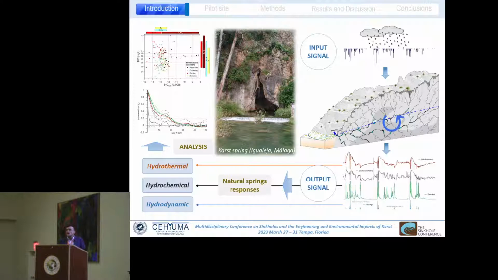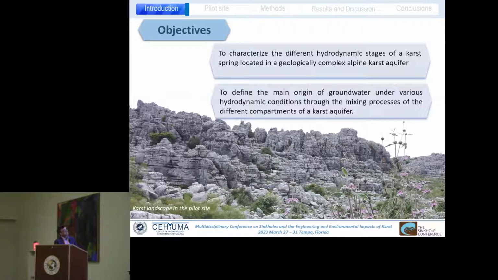Anyway, if we use many of these tools, then we will make a more robust conceptual model of how our karst aquifer functions, analyzing the different responses in order to deduce the aquifer behavior. So the objective of this presentation is first to characterize the aquifer behavior in this area.